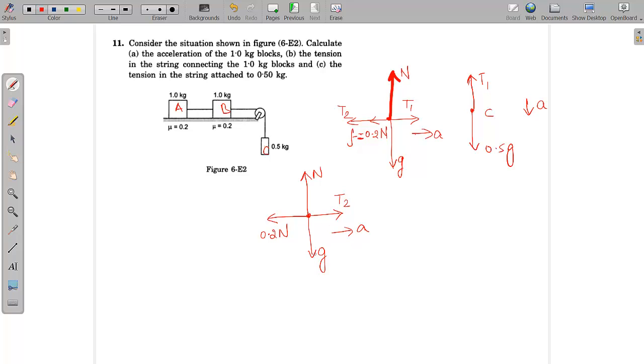Now can we solve something for this particular question, for this particular body, the first body, that is N equals 1g. So that means T2 minus 0.2g is equal to mass into acceleration, right? So let's say the acceleration is a. Now can we write the third equation? 0.5g minus T1 is equal to 0.5 into the acceleration.